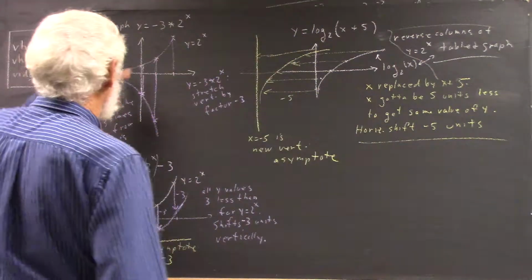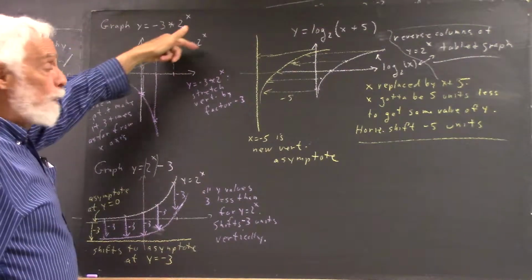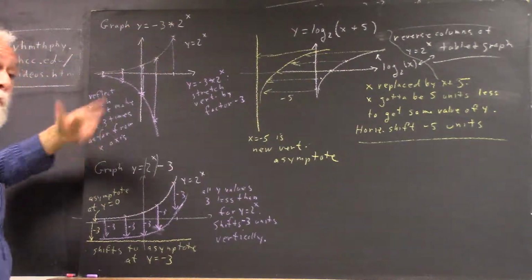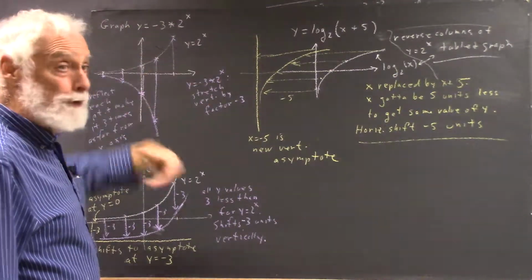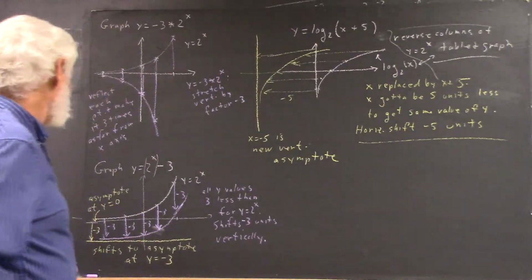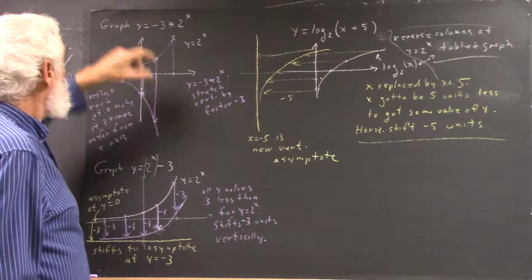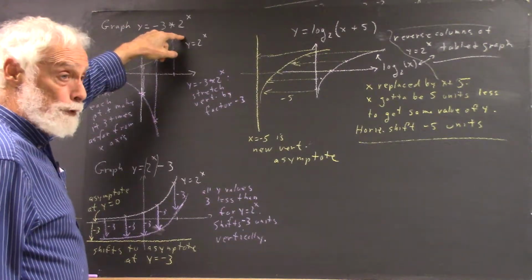To graph y equals negative 3 times 2 to the x, we start by graphing y equals 2 to the x. You know how to do that. You know what these points are. If you don't, make sure you learn. So, what happens? Your y values are all going to be negative 3 times what they are for the 2 to the x function.